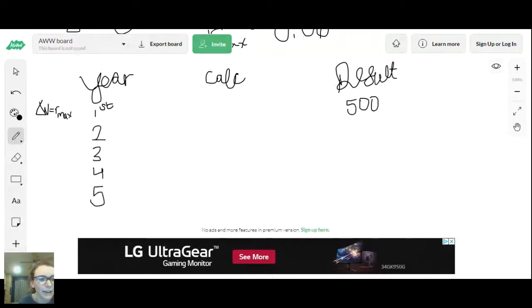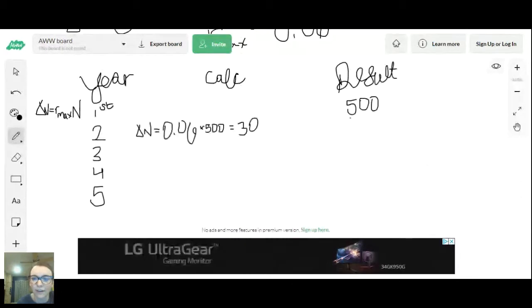We already kind of calculated backwards here, so this calculation is going to be really easy for us, because the change in population is equal to Rmax, which we already discovered is 0.06, times 500, which gives us 30. And we can add that to our population. Our new starting population at the end of year 2 is 530 flamingos.